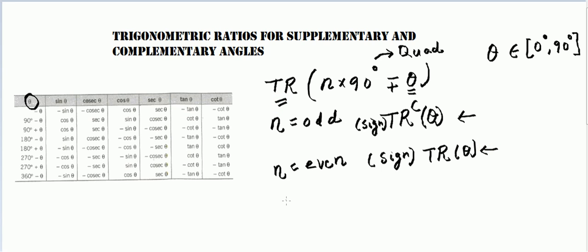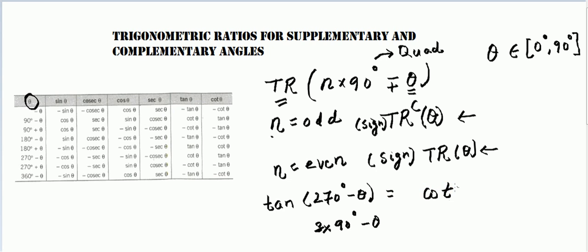For example, if the question is find tan of 270 degree minus theta. So without looking at this table, I'll apply this particular algorithm which I have discussed here. Now 270 is 3 into 90 degree minus theta. Now 3 being an odd number, if n is an odd number, we need to take the trigonometric ratios complementary. So basically the complementary for tan will be cot. Cot of what? Cot of theta. And it will have a sign in front of it. Now the sign will be determined by in which quadrant 270 minus theta falls.